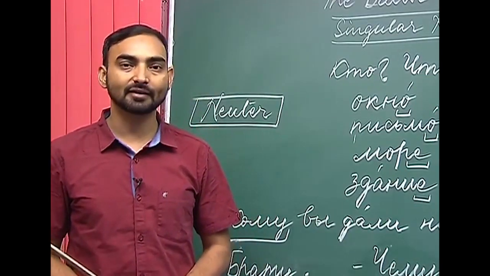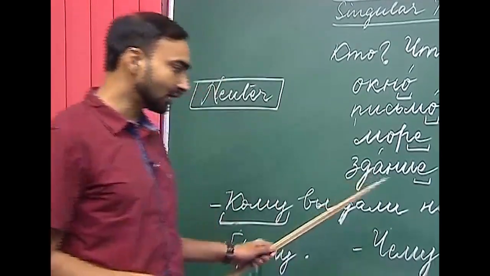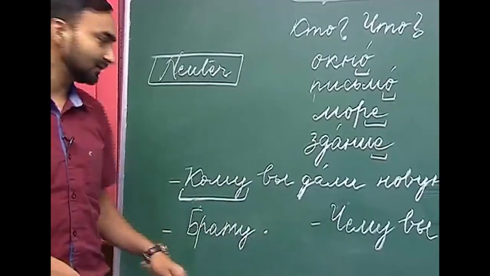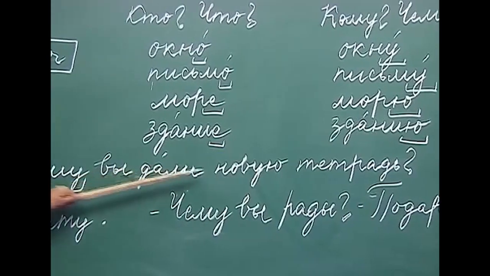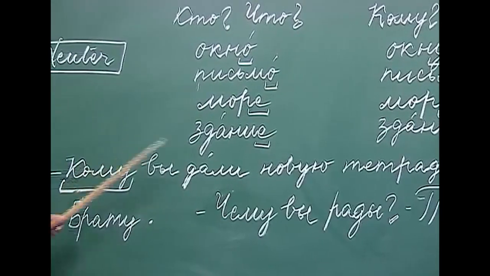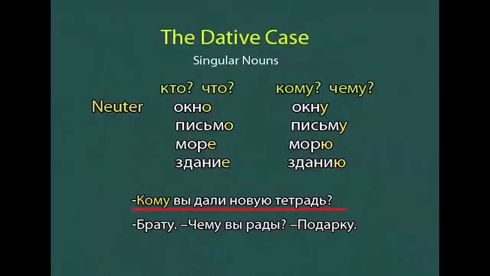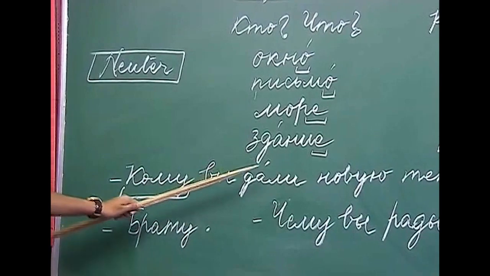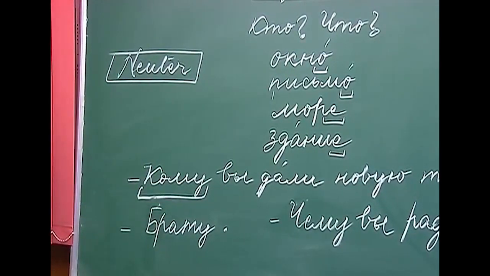Now, let us look at some examples where we have used the nouns in the dative case. I have written a couple of questions here and then their answers. Kamu vy dali novuyu tetrad? Kamu is to whom. Dat, you already know, is to give. Novuyu tetrad, a new notebook. So, to whom did you give the new notebook? Again the question is kamu, which requires an animate noun in the dative case.